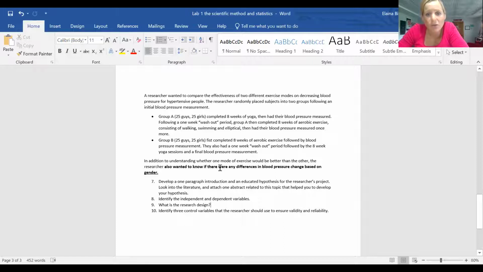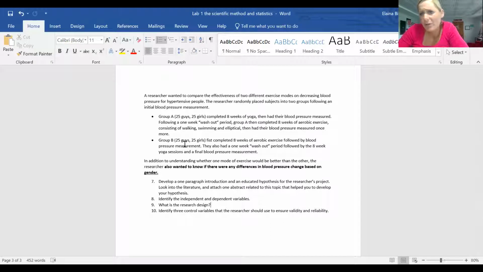Additionally, your researchers wanted to understand what the effect of gender is, okay? So again, make sure you include some things in your paragraph down here about gender and blood pressure, and maybe you can find some studies that looked at female subjects that did aerobic exercise, or maybe you find something about male subjects that did yoga or whatever, okay? You could also look into exercise preference. Maybe it's true that, I'm just making this up, maybe it's true that females enjoy yoga more than males, okay?